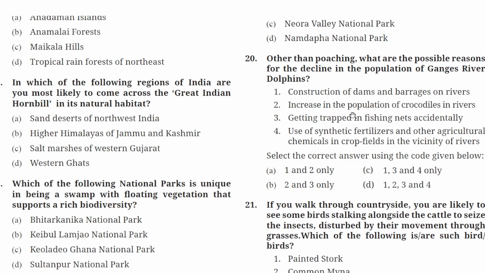Decline in the population of river dolphins: one of the main threats to the species is the loss of habitat due to the creation of dams and irrigation projects. Increase in the population of crocodiles in rivers has no impact on the decline of the population of the Ganges River dolphin. A mammal listed in Schedule 1 of the Wildlife Protection Act and categorized as endangered by the International Union for Conservation of Nature enjoys a high level of legal protection nationally and internationally.